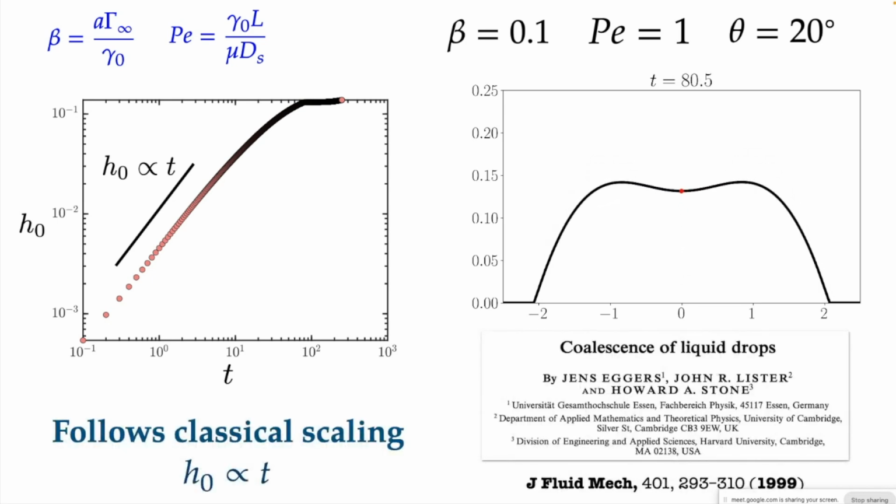And if you look at the left, it's H0 versus T, which is the height of the neck, and it follows a linear relationship with time, which is well known from your classical coalescence of pure Newtonian drops. It follows the exact simulation. So, okay, on top of that, it follows coalescence type behavior. Does the flow profile also look the same?